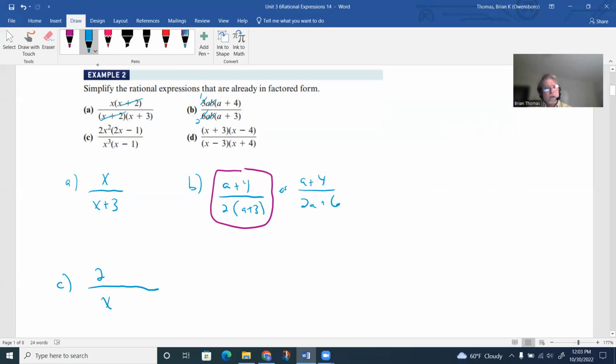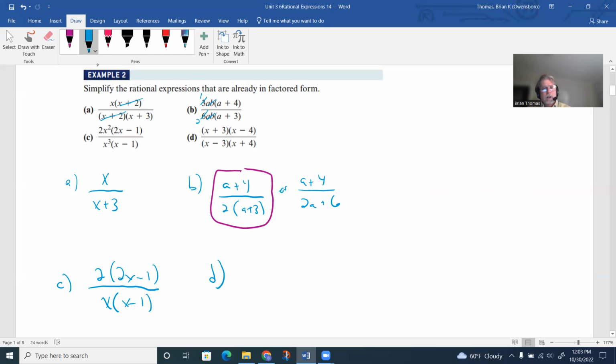Notice that 2x minus 1 and x minus 1 are not like factors. So that binomial 2x minus 1 will stay in the numerator. So I use parentheses to show multiplication, that factored form. And that x minus 1 stays in the bottom. We would leave it like that. Again, you could multiply it all out if required, but if it's not required, I would just leave it in factored form.